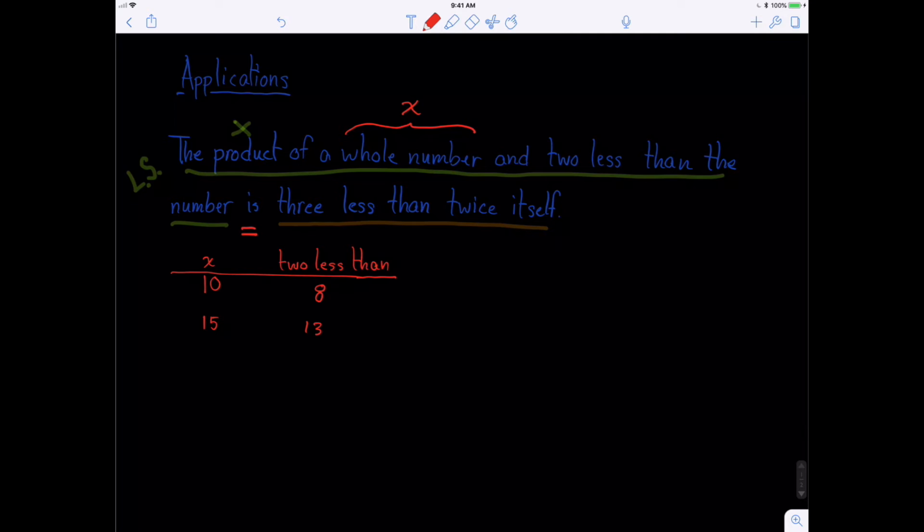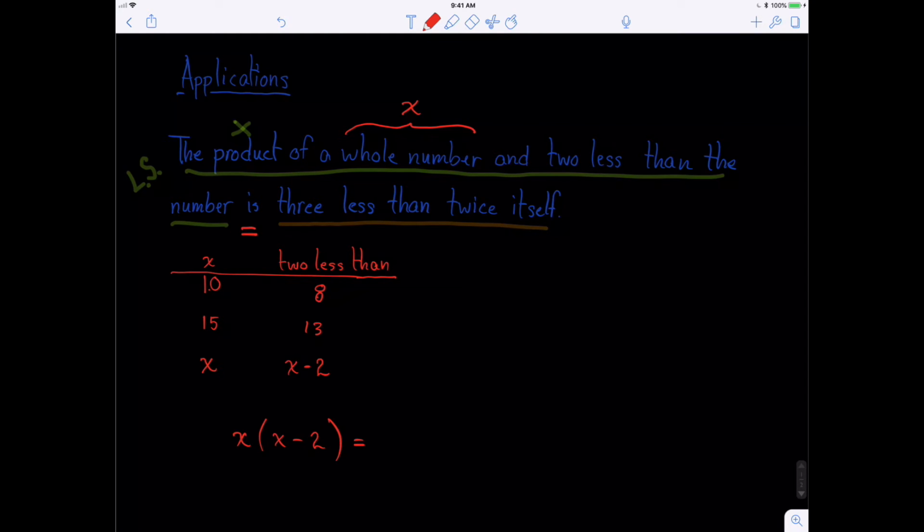So what if the number is x? Notice what I did is I subtracted 2. To go from the 10 to the 8, I subtracted 2. To go from the 15 to the 13, I subtracted 2. So if I want to go from x to 2 less than x, I would just, again, subtract 2. And that is the left-hand side of my equation. It's going to be x times x minus 2. And then we're going to have our equal sign.